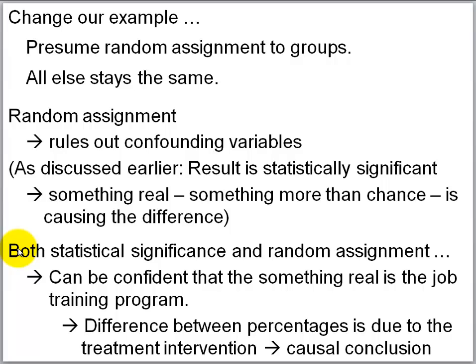Because the result is statistically significant, we're confident that it's not due to chance. Because the assignment is random, we're confident that the result is not due to a confounding variable. So basically then, because we've got both statistical significance and random assignment, we can be confident that the result is indeed due to the job training program. The something real is the job training program. So the difference in percentages, 60% versus 40%, we now can conclude that that is indeed due to the treatment intervention.